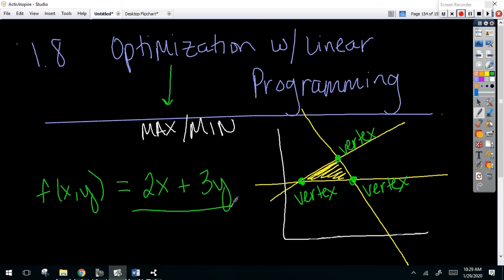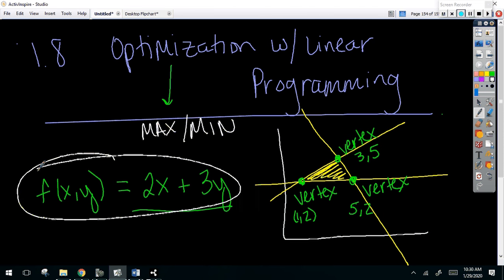But for instance, if this vertex was, let's say, 1, 2, and let's say this was 3, 5, and let's say this was 5, 2, I would take each one of those and plug it into my function that I'm optimizing. Normally I'm trying to maximize profit or minimize cost, things like that within a business. And I would plug each one into this equation.